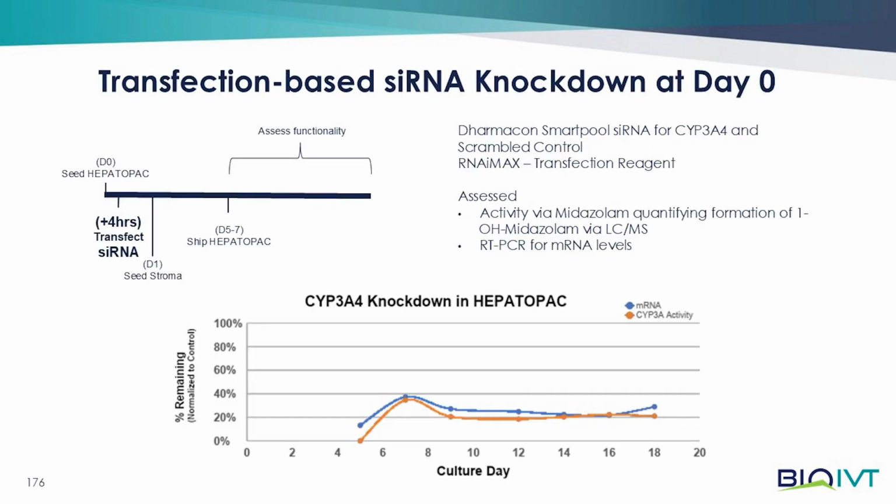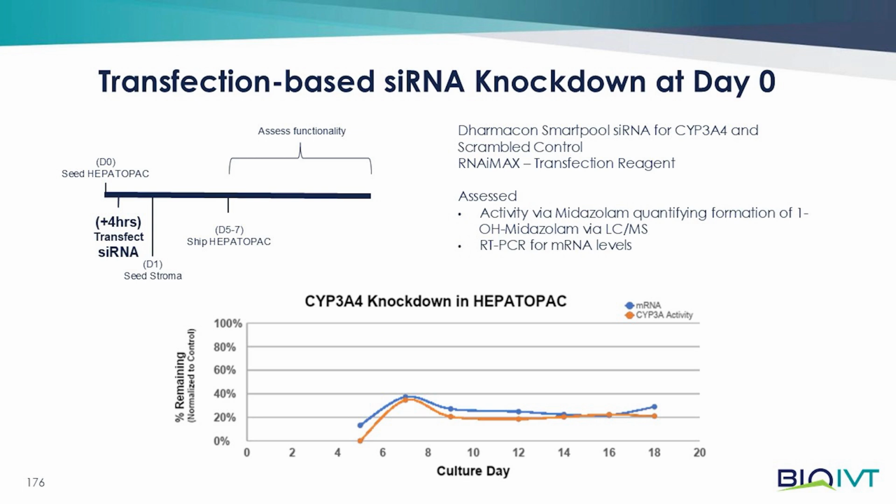So then we took a step back and decided to do the knockdown at day 0. The way that HEPATOPAC is manufactured, on day 0, we seed the hepatocytes, and it's not until the next day, on day 1, that those supporting stromal cells are added. So we take advantage of this at about 4 hours after seeding, when the hepatocytes have sat down on the plate. We'll do the transfection.